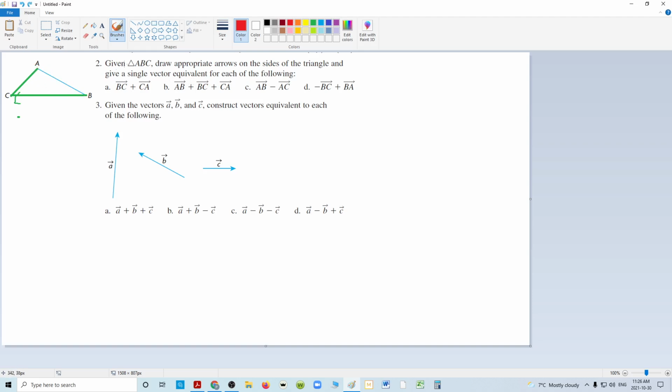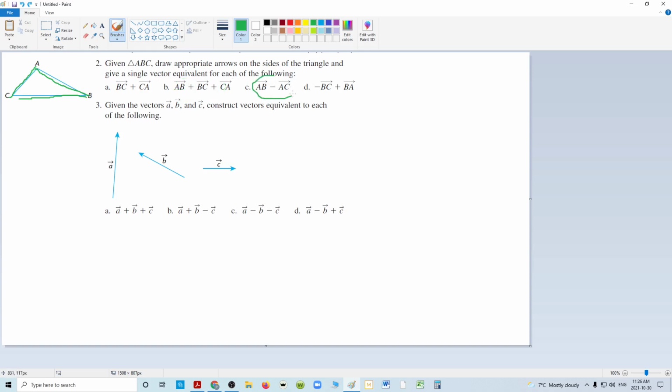AB is this way, plus BC is this way, plus CA is that way. So we actually, the resulting area is nothing. There is no resulting area. You just ended up back at point A. So the answer would just be point A. There's no line, because we didn't move. We essentially didn't move from where we started.